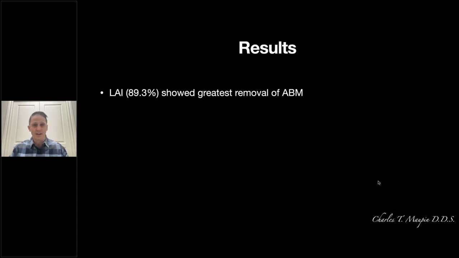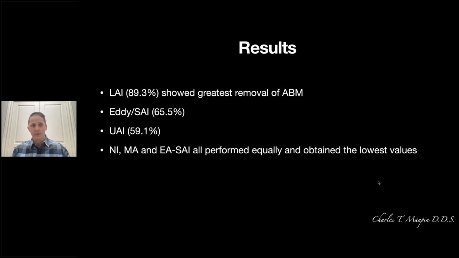So we looked at the results here, and laser activated irrigation showed the greatest removal of the ABM. What they did was, after treatment, they took photographs under the microscope, and then based on the surface area of removal, that's how they determined the percent removal of the canals. So laser activated irrigation, about 90%. The next closest thing was the EDDY, which was 65.5%, followed by ultrasonic activation. And then the needle irrigation, manual agitation, and the EndoActivator all performed equally and obtained the lowest values.